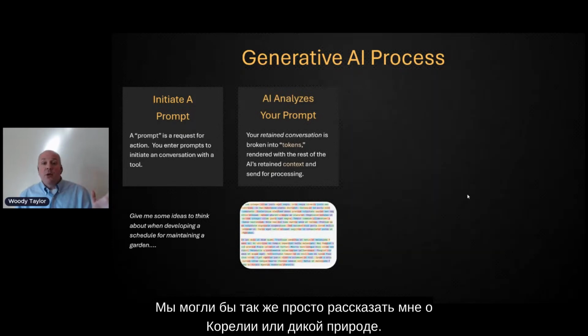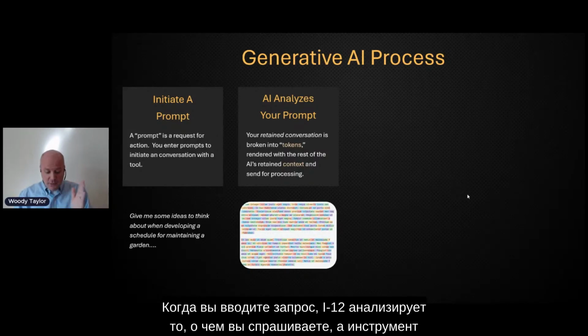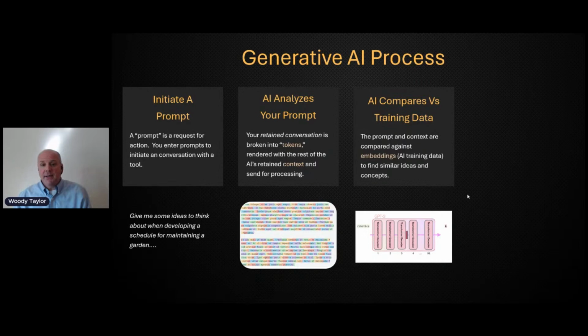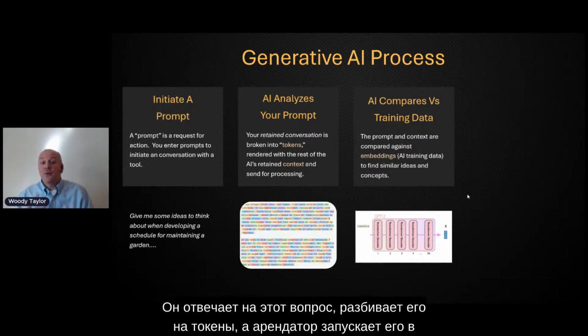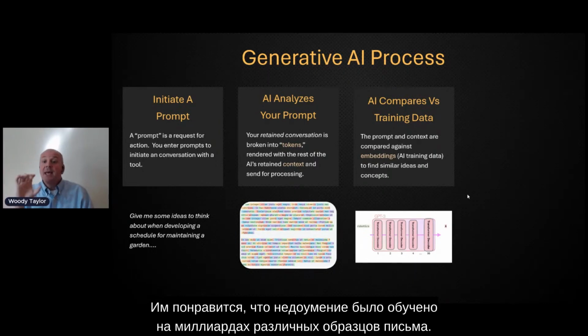Now, when you enter a prompt, that AI tool looks at what you're asking, and if you've been talking to it, what you were talking about before. It takes that question, it breaks it into what are called tokens, and then it kicks it into a process where it compares it against all the different things it's been trained on. And a tool like Perplexity has been trained on billions of different writing samples. And what it will do is go in and try to figure out, based on how you've constructed your prompt and what's in it, what you might want to hear back.